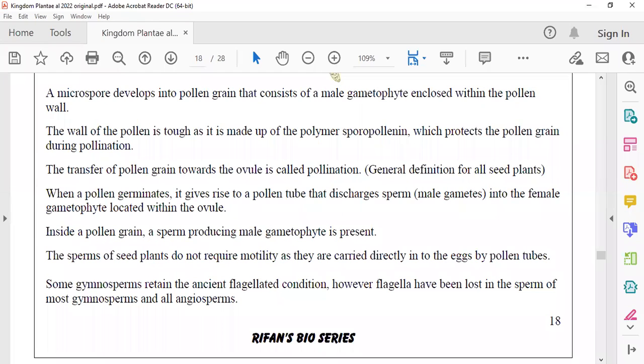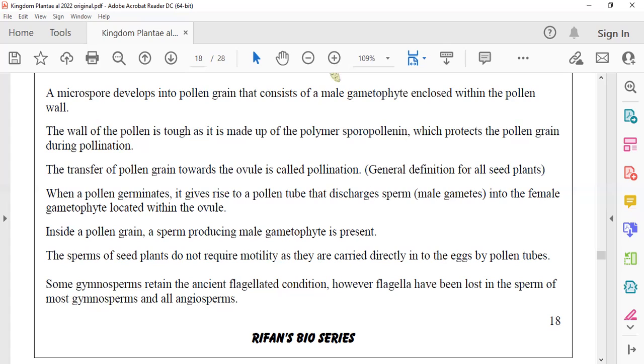One, it is motile or ciliated. Cycas one is motile, and angiosperm one is not motile. Other one is ciliated. This is not ciliated or flagellated. Another difference, Cycas male gamete is a cell, but angiosperm male gamete is a nucleus. Understood? Yes, sir.